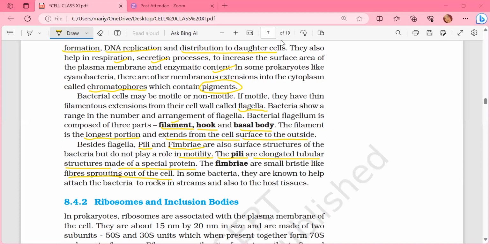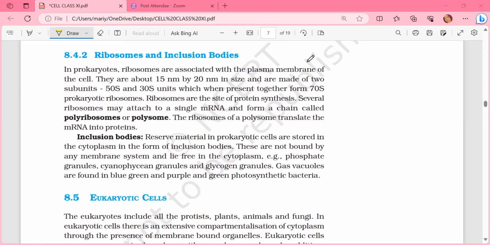Yes, ma'am. Okay, good. Now, talking about the ribosomes and the inclusion bodies. In prokaryotes, the ribosomes are associated with the plasma membrane of the cell. They are about 15 nanometer by 20 nanometer in size, and they are made up of two subunits, 50S and 30S. When these units are present together, they form a 70S prokaryotic ribosome. So the ribosome of the prokaryotes is 70S, and this S is the sedimentation coefficient.